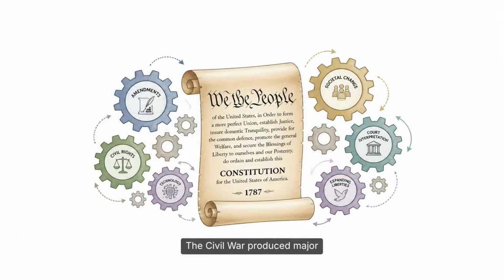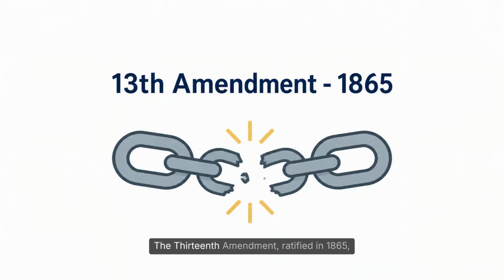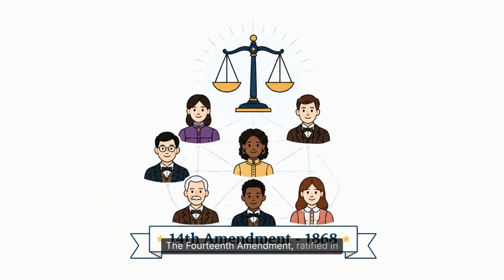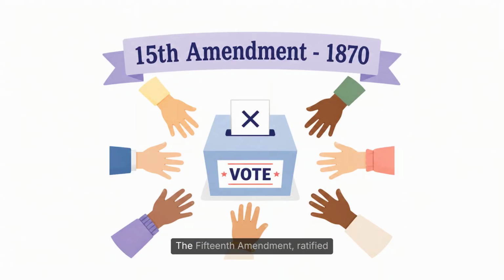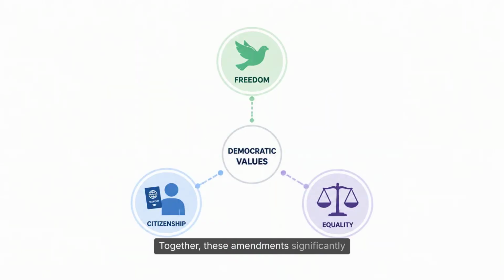The Civil War produced major constitutional changes. The 13th Amendment, ratified in 1865, abolished slavery throughout the United States. The 14th Amendment, ratified in 1868, established national citizenship and guaranteed equal protection under the law. The 15th Amendment, ratified in 1870, prohibited the denial of voting rights on the basis of race, color, or previous condition of servitude. Together, these amendments significantly expanded the constitutional meaning of freedom, citizenship, and equality.